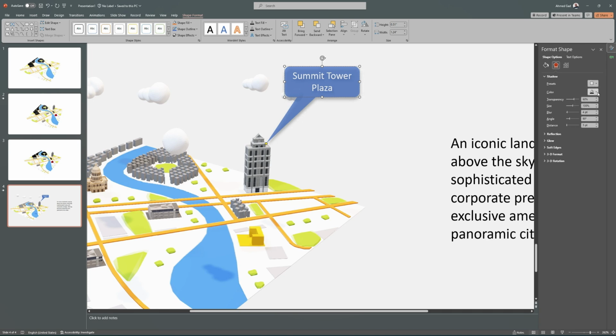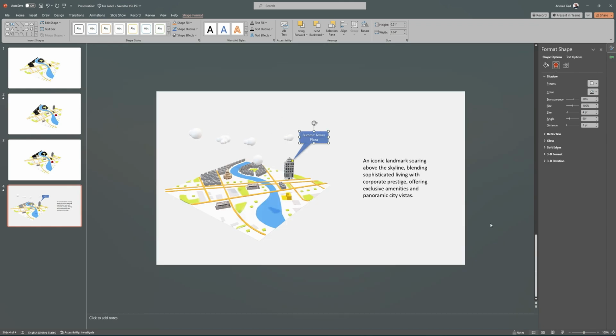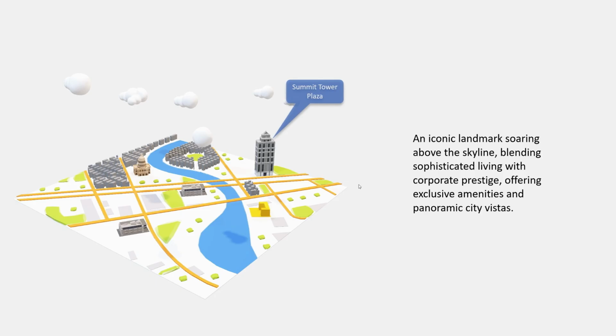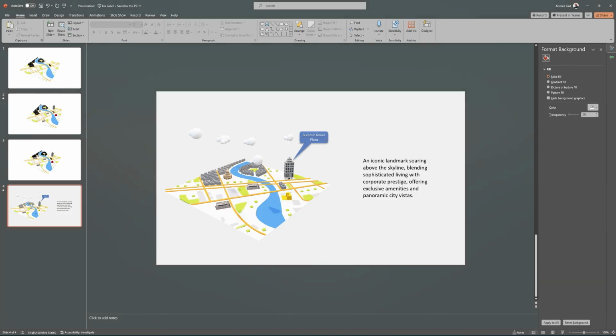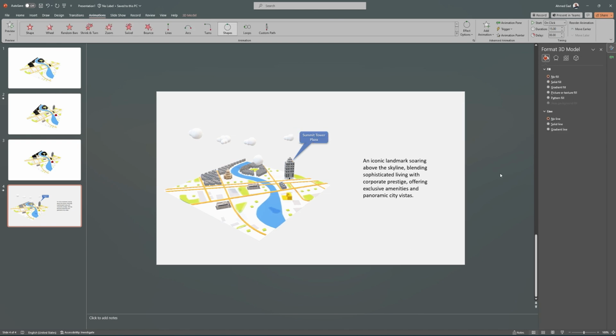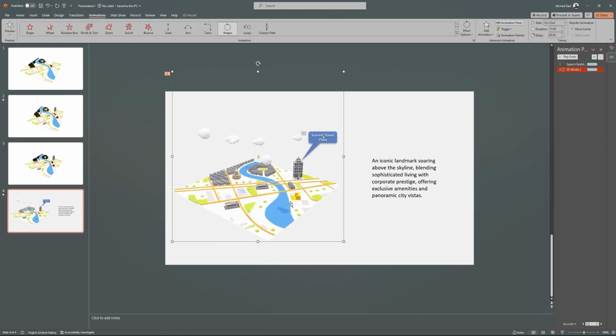Also, I may increase the shadow of the text and the effect of the text itself to make it look better. This is how it looks right now, and it will be easy after that to copy the animation from one building to another building, utilizing the animation painter feature, as you might know.